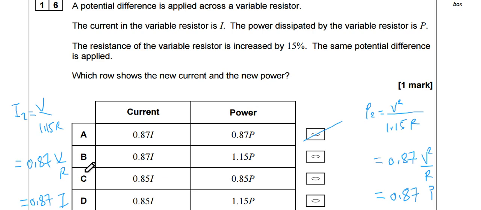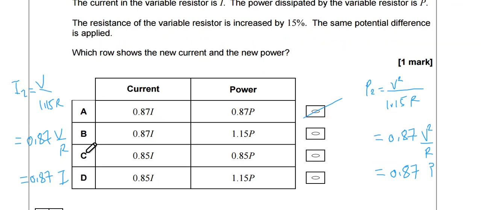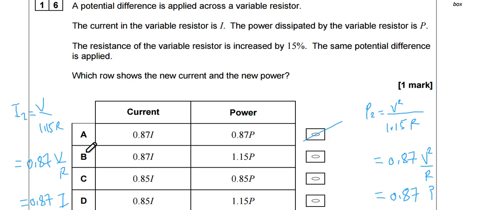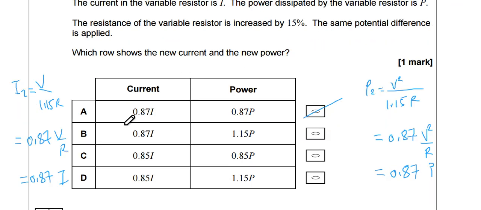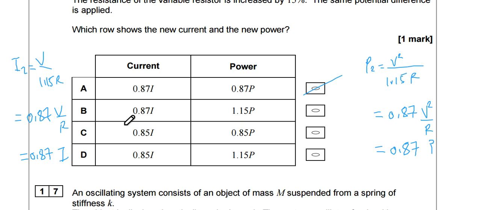V over R is I, which is the current in the first case before we increase the variable resistor resistance by 15%, and power in the second case is V squared over R, which again we change to 1.15 R. Do the same math, you will find the answer.